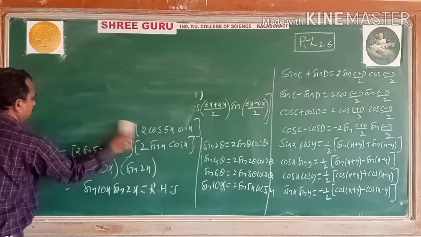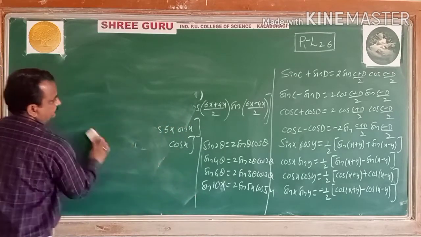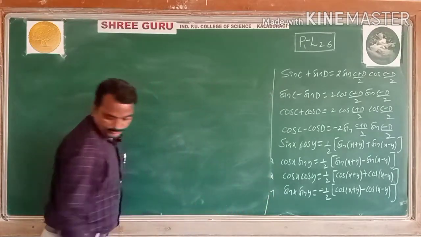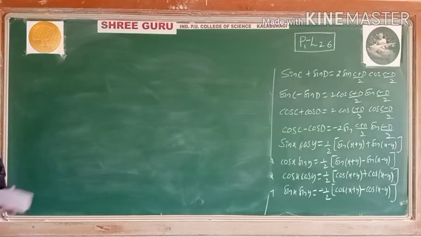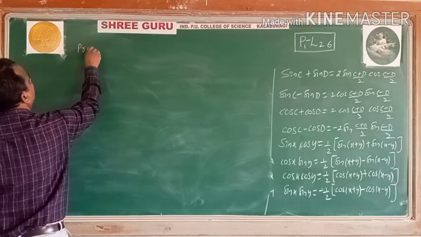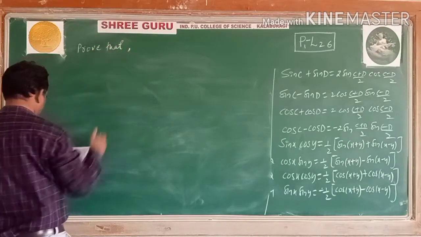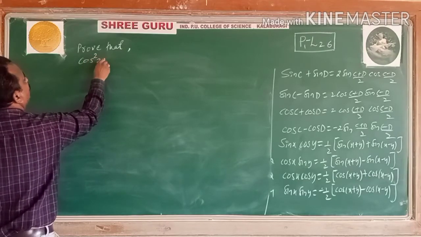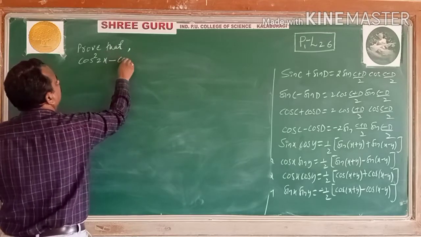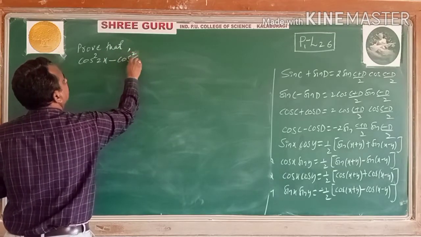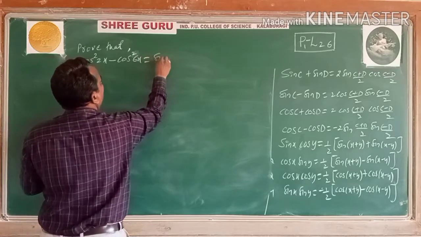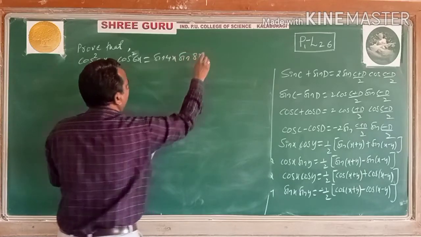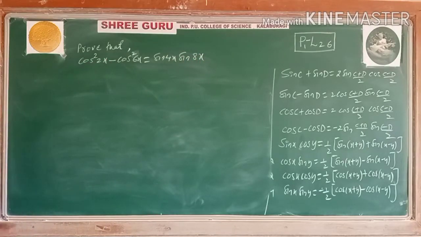I hope you have completed this one, students. Let us try to calculate the same type yourself. I will write the question. Same type. Prove that cos square 2x minus cos square 6x is equal to sin 4x into sin of 8x.